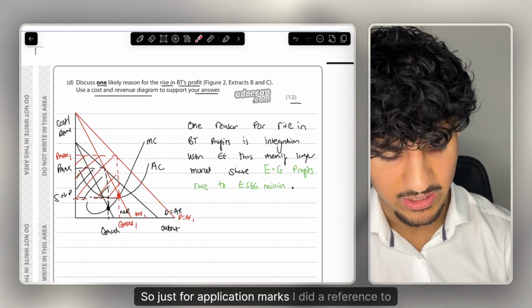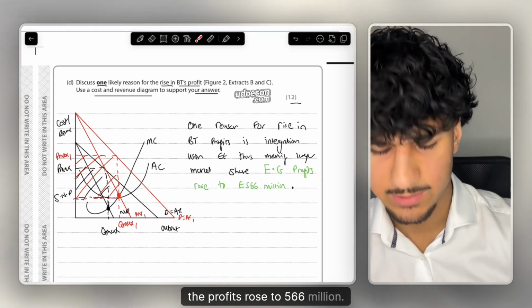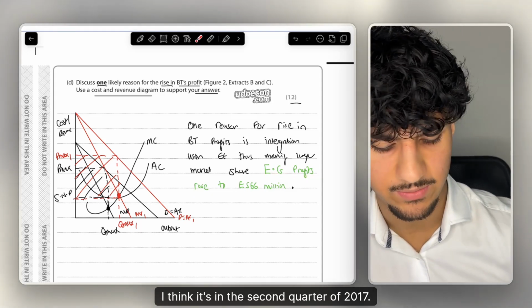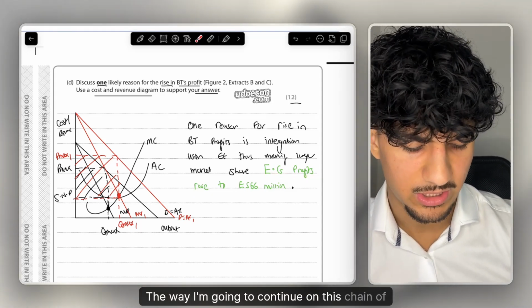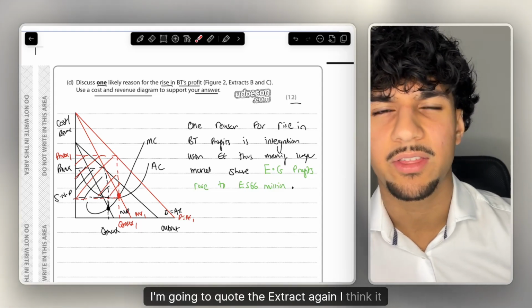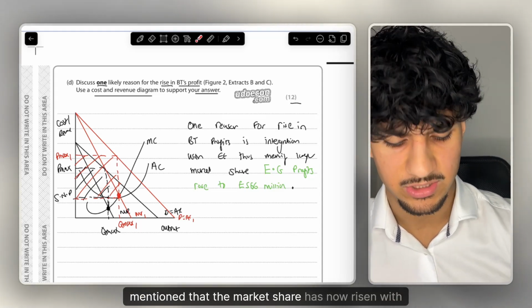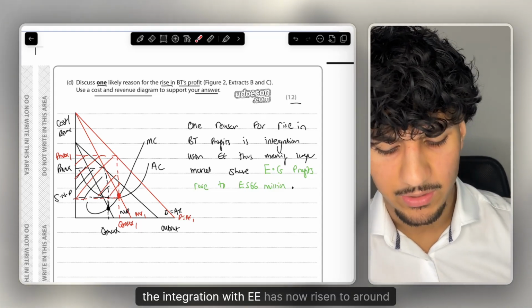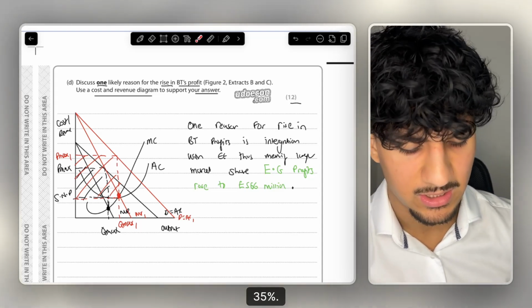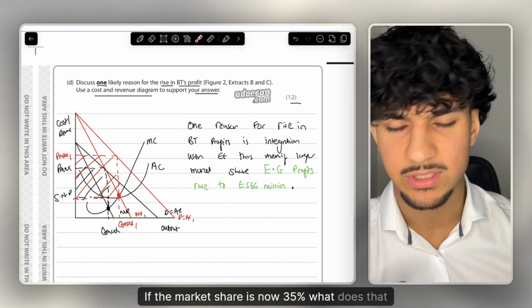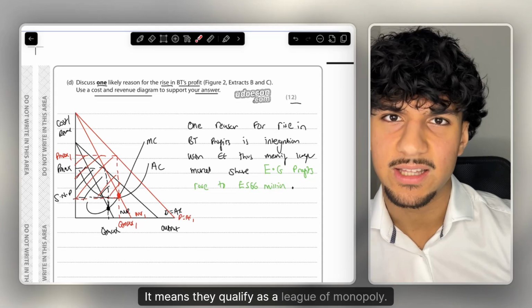So just for the application marks, I did a reference to the profits rising to 566 million, I think in the second quarter of 2017. But the way I'm going to continue this chain of analysis, I'm going to quote the extract again. I think it mentioned that the market share has now risen with the integration with EE to around 35%. If the market share is now 35%, what does that mean? It means they qualify as a legal monopoly.